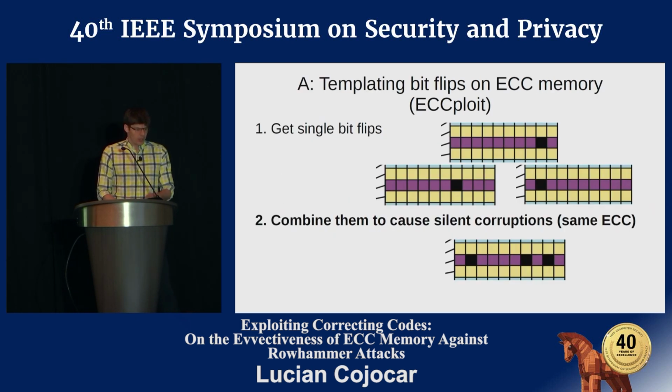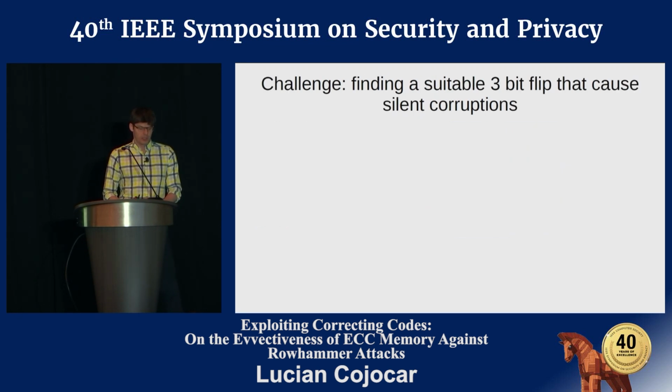Right. So I talked about how we can get the single bitflips, but let's see how we can combine them to cause these silent corruptions. Again, the goal of this step is to combine some of the bitflips such that the ECC function will return the same value. If it's the same value as for the uncorrupted data, then this will be a silent corruption. And this is what we are looking for.